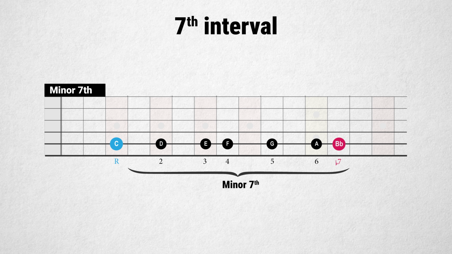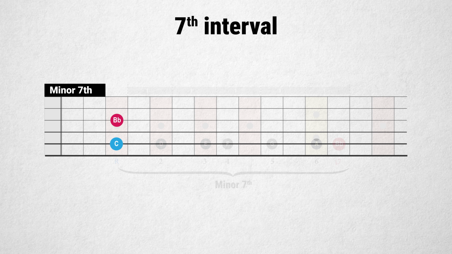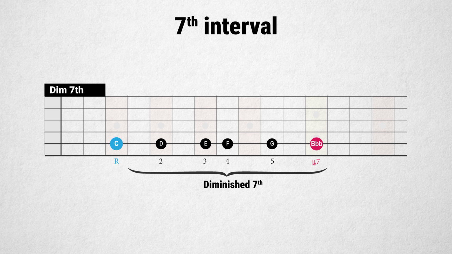The minor 7th interval has a tonal distance of 5 whole steps and is the distance between the root C and the minor 7th B flat. The diminished 7th interval has a tonal distance of 4.5 steps and is the distance between the root and the diminished 7th, B double flat.